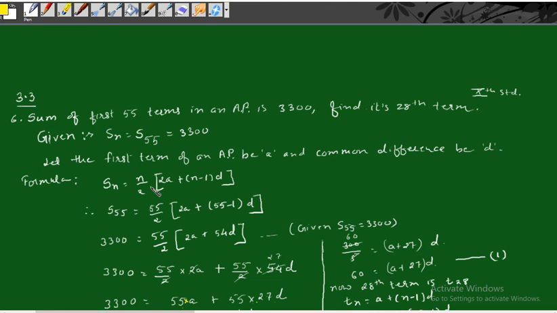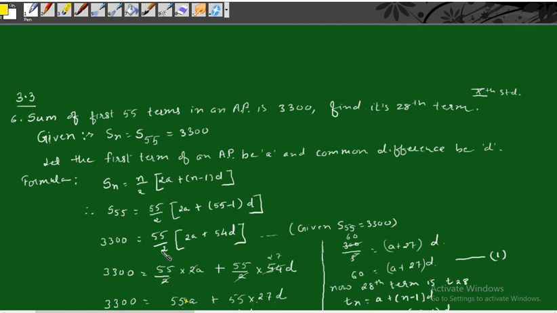Okay, as we know the formula for the sum of n terms, Sn is equal to n upon 2 into bracket 2A plus n minus 1 D. As we have the 55 terms, so the sum of 55 terms, S55, is equal to 55 upon 2 into bracket 2A plus 55 minus 1 D. So 55 minus 1 is 54 and other terms are as it is.